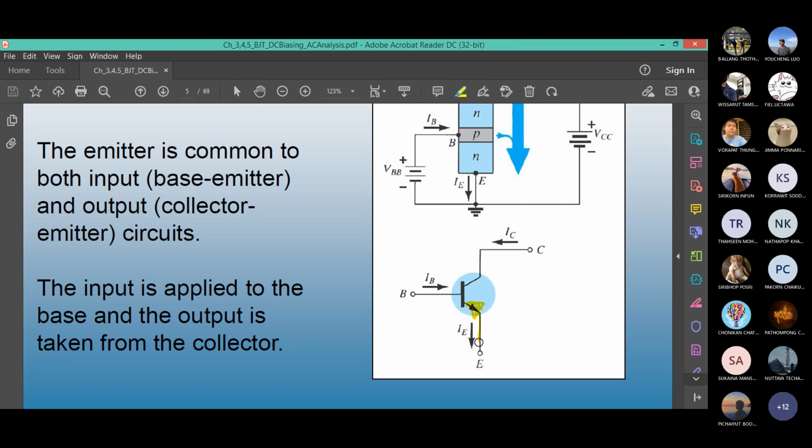And what else do you have to change? Can you guess? You have to change the current direction. You have to reverse the direction. So again, you see, IE equals IB plus IC. Incoming equals outgoing. That is for PNP. So whatever I drew now in yellow marker, that is for PNP. But on the slide, you see this is NPN.